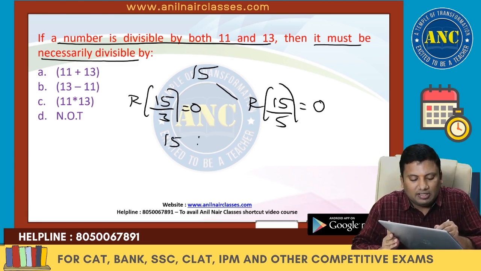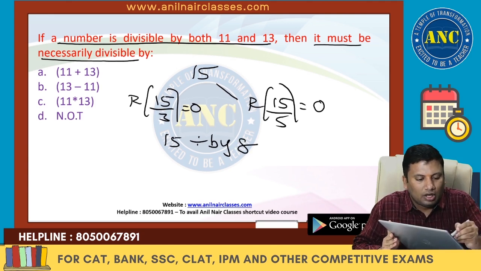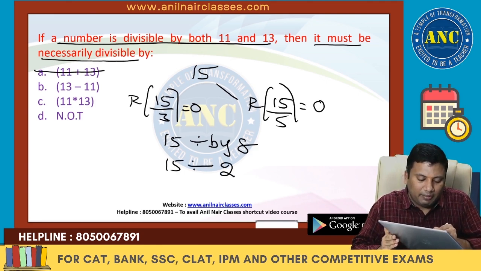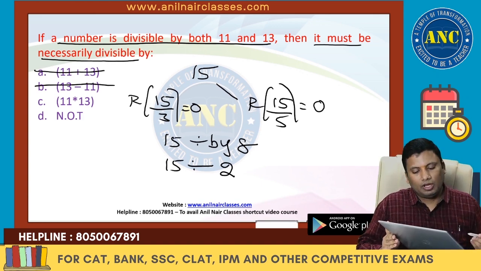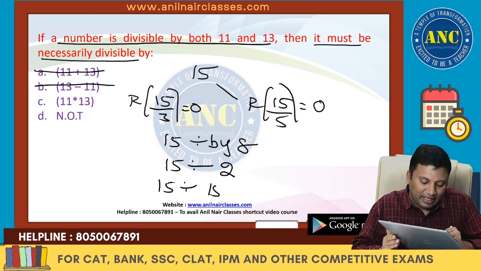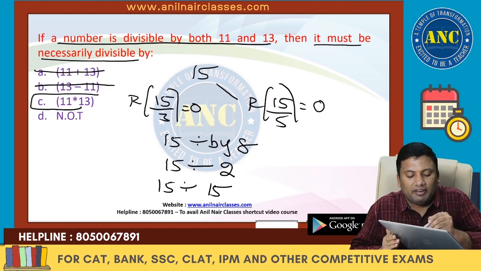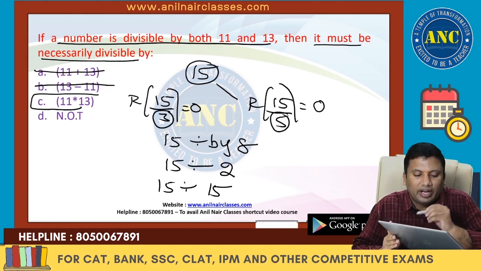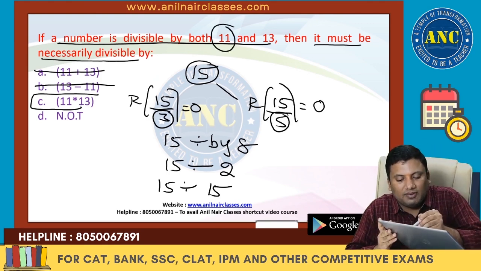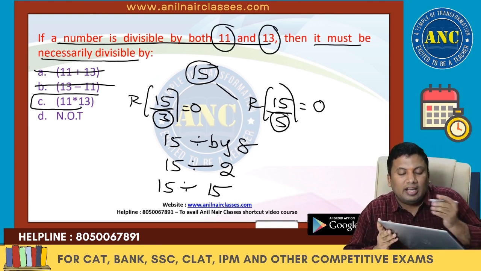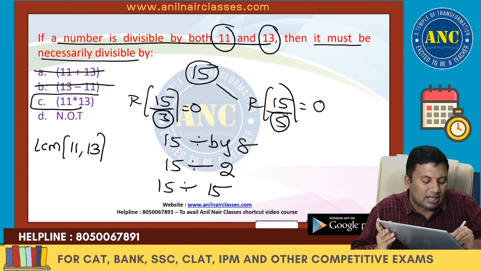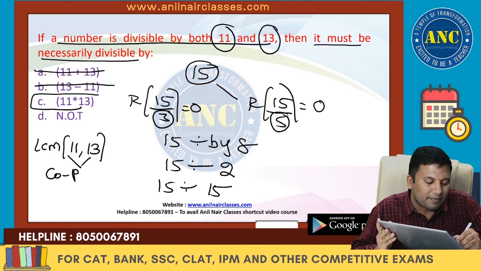Is 15 divisible by 3 plus 5, which is 8? No, not possible. First option out. Is 15 divisible by 5 minus 3, which is 2? No, second option not possible. Is 15 divisible by 3 and 5, that is 15? Definitely yes. So if it is working for 15, where the numbers are 3 and 5, the same thing should also work for 11 and 13. Suppose a number is divisible by 11, and the same number is divisible by 13, the answer should be divisible by the LCM of 11 and 13. 11 and 13 are co-primes.